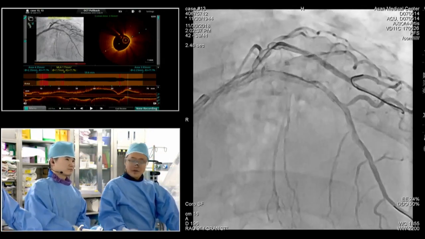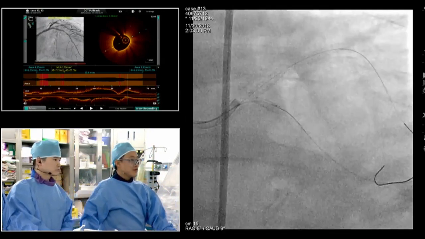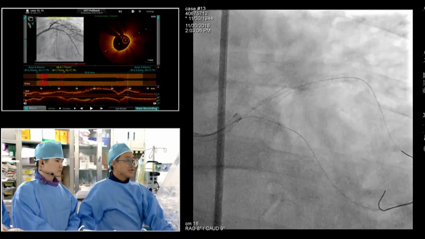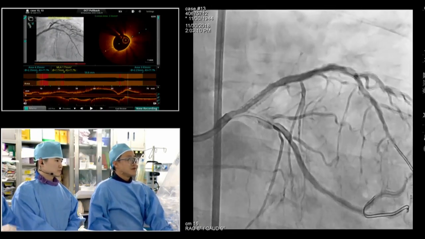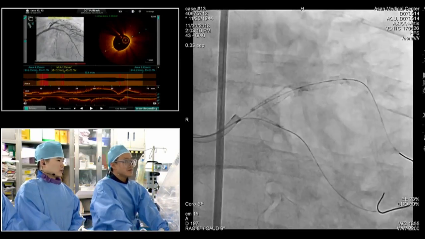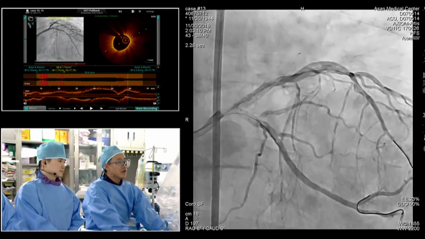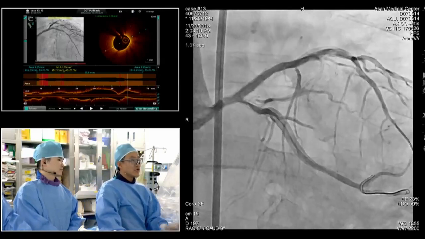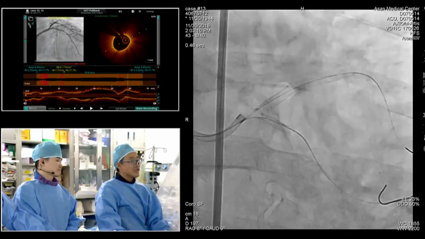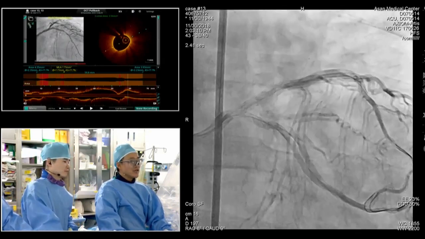It was performed at another hospital. Okay, and you're ready? Great. Okay, so I think the LAD already had a non-compliant balloon applied more than 10 times, mid LAD, proximal LAD is expanded well. I think it's quite enough.